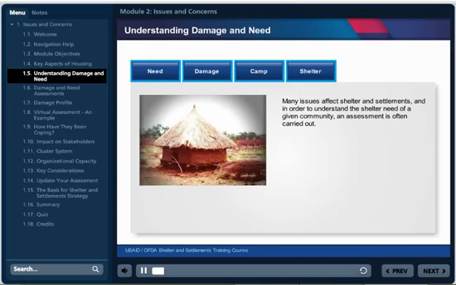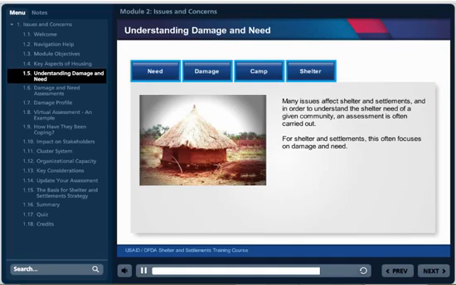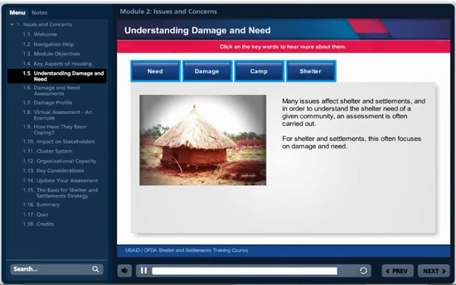Many issues affect shelter and settlements, and in order to understand the shelter need of a given community, an assessment is often carried out. For shelter and settlements, this often focuses on damage and need. So before we go any further, let's make sure we understand what these terms mean and what they could imply. Click on the key words to hear more about them.